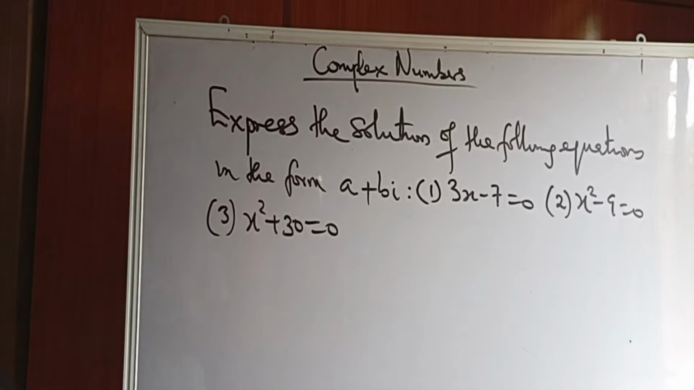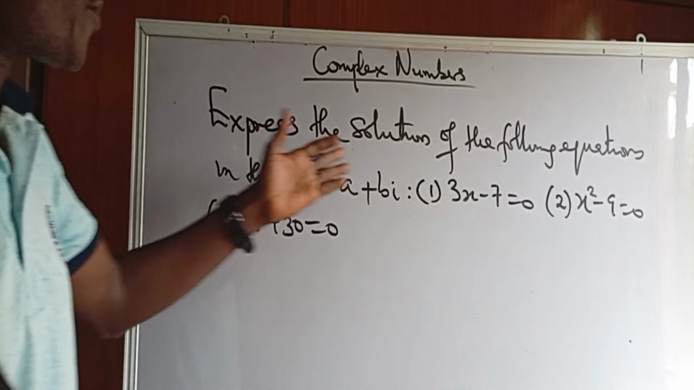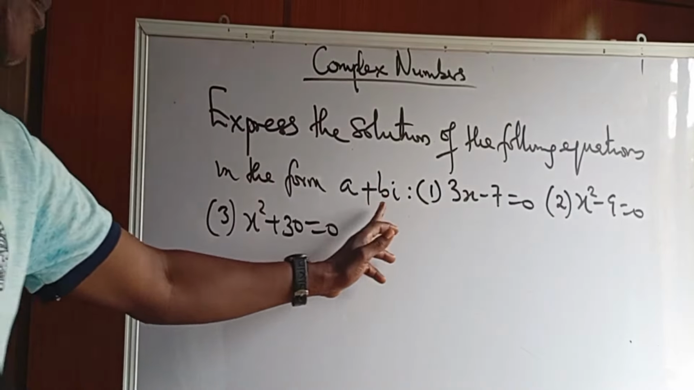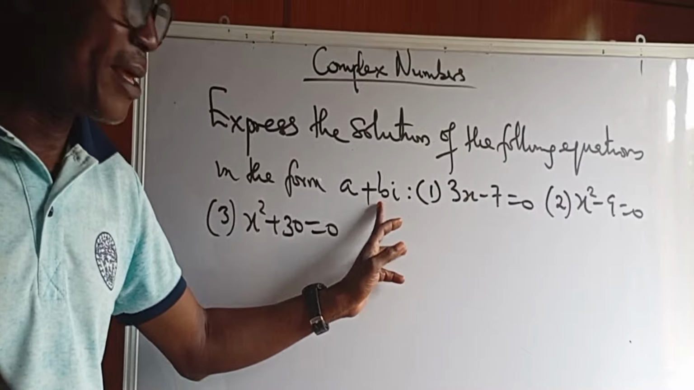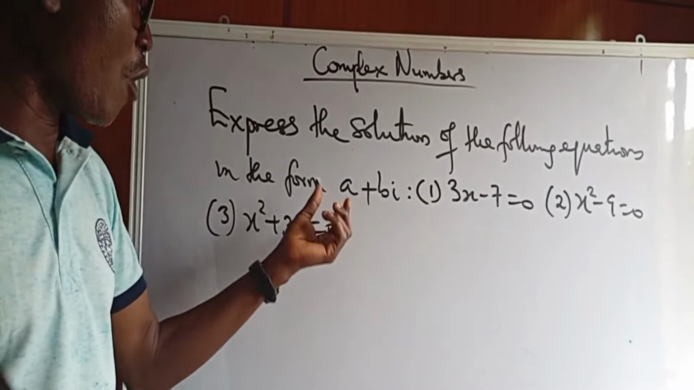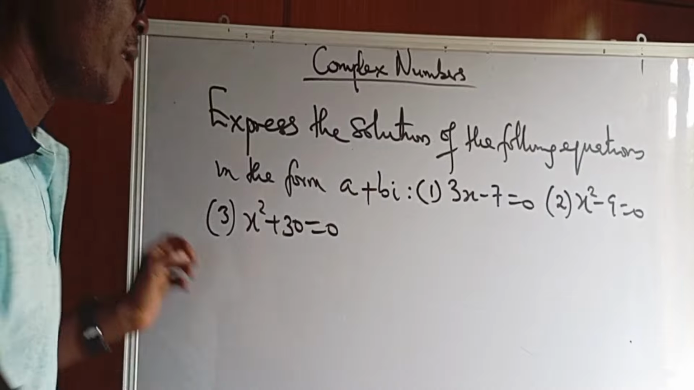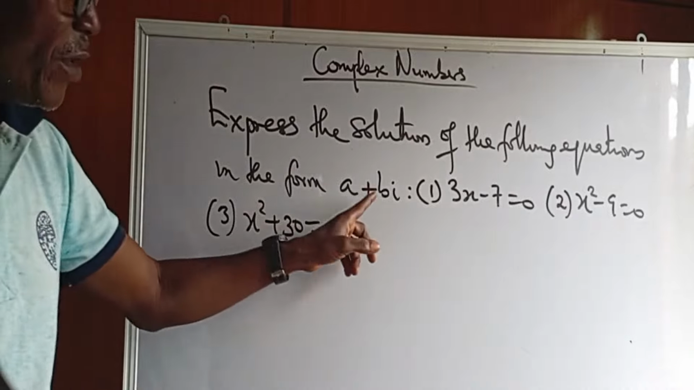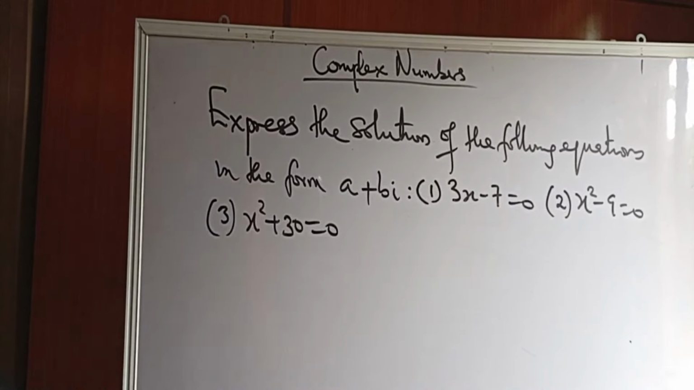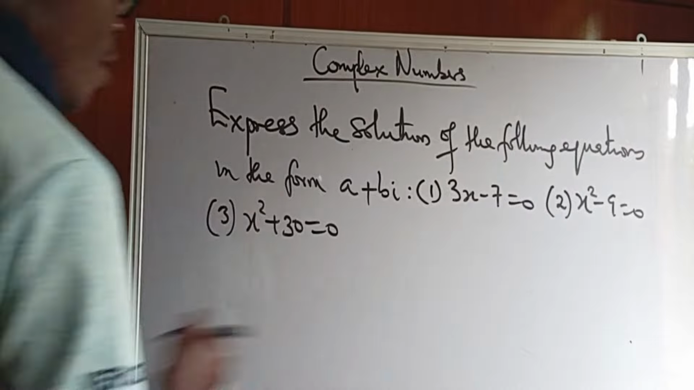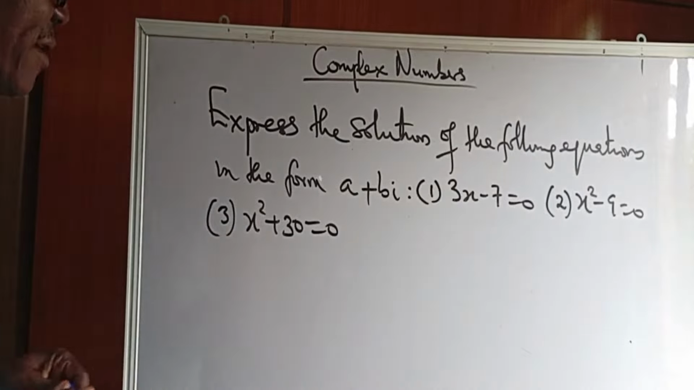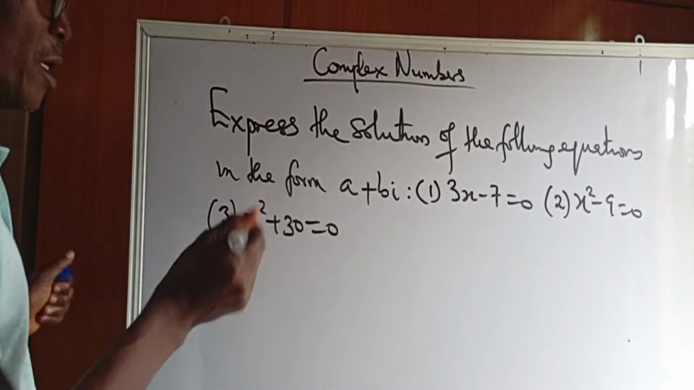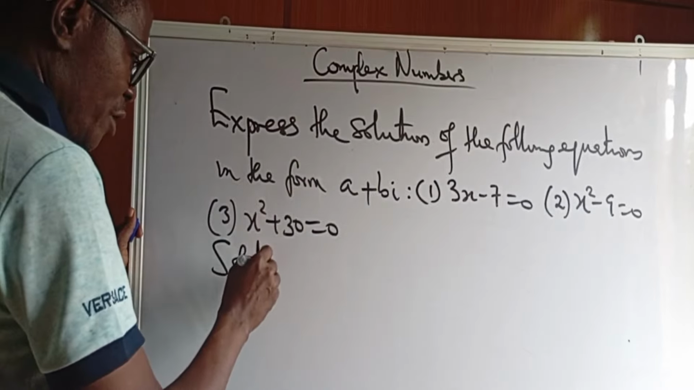So let's look at this question. We are asked to express the solution of the following equation in the form a plus bi. a plus bi here is the form of a complex number. a and b are real values. When you combine them together, the real part of this complex number is a, while the imaginary part is b. We are asked to solve these equations and write the solution in this form a plus bi. So let's look at how this could be done.